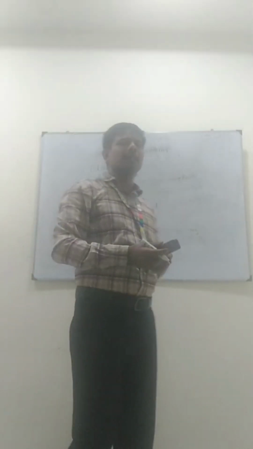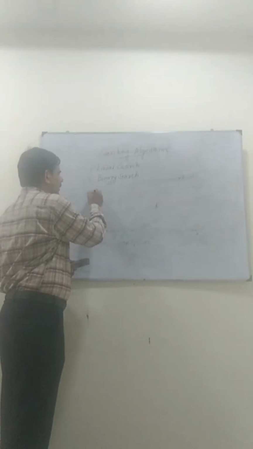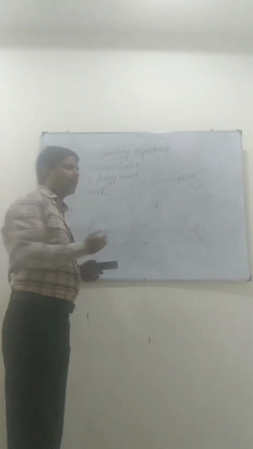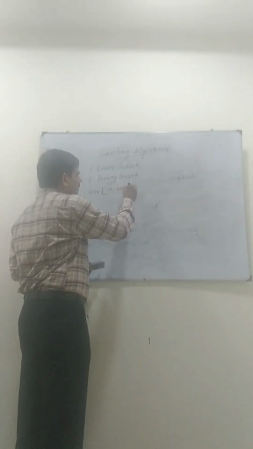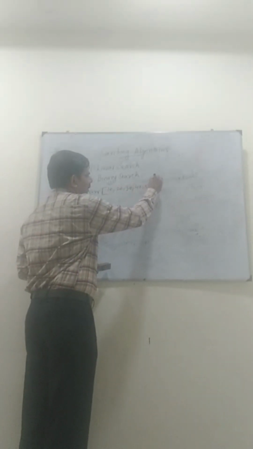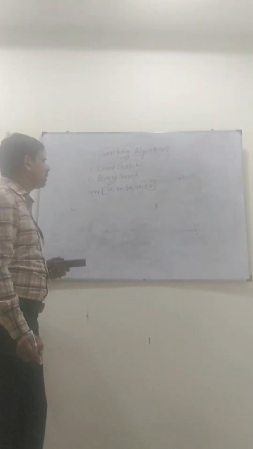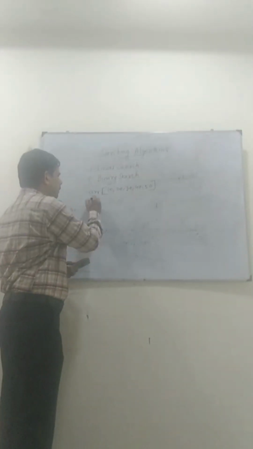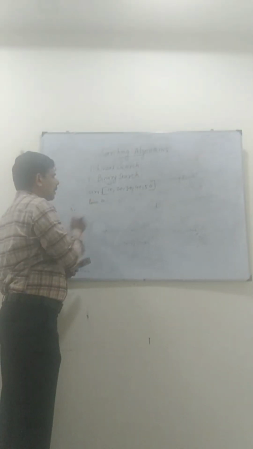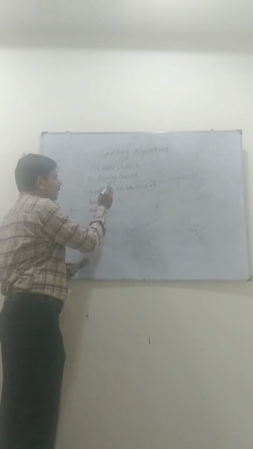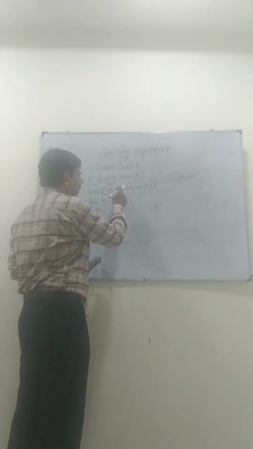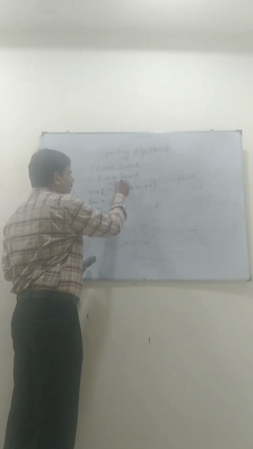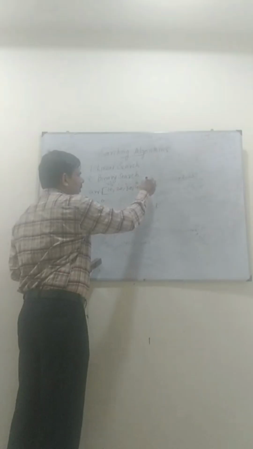This binary search algorithm needs sorted input. For example, 10, 20, 30, 40, and 50. The input should be sorted. First, we find the low value: low equal to 0. High equal to the last index, with the indexes starting from 0, then 1, 2, 3, 4.